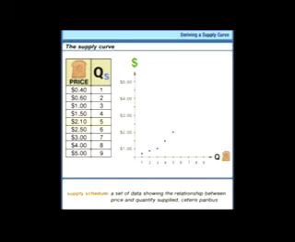I get 7 loaves of bread at a price of $3 per week, or $3 per loaf, 7 loaves of bread per week. At a price of $4 per loaf, this particular baker is willing to offer 8 loaves of bread for sale each week. So that gives me this point. And at a price of $5, this baker offers 9 loaves of bread for sale each week. So that gives me this point.